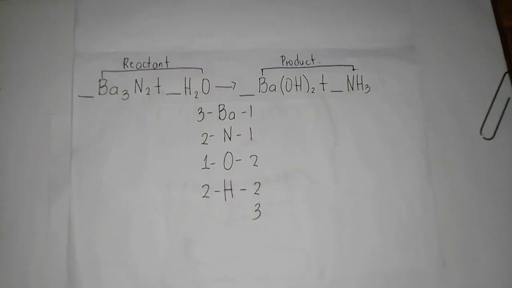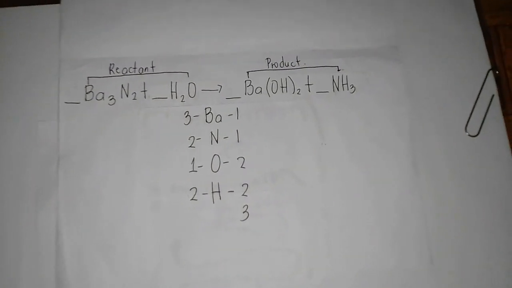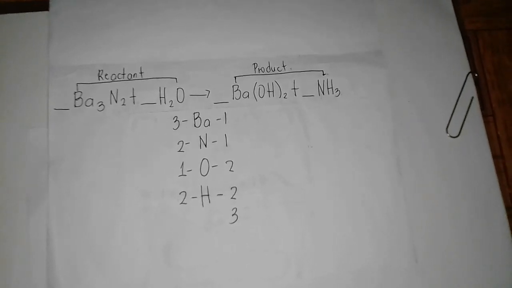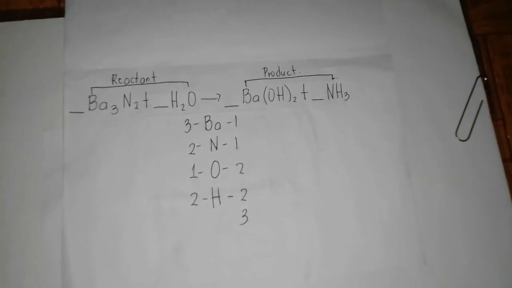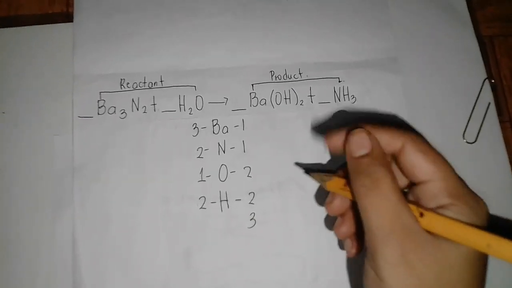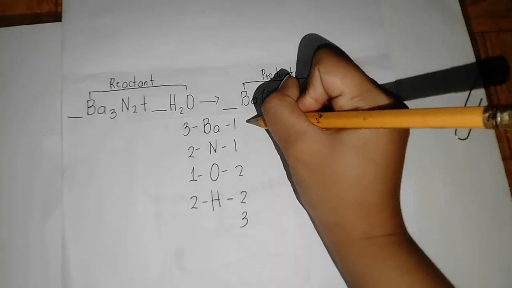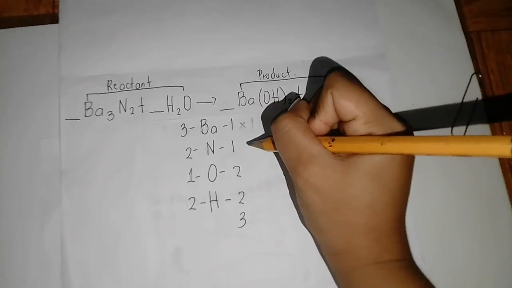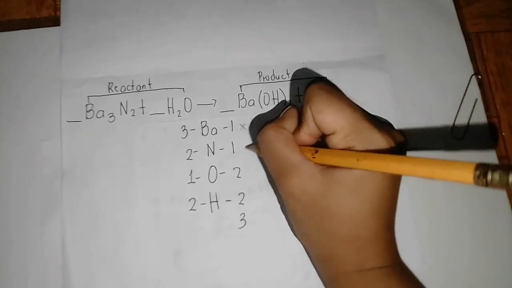We are done with rule number 3, so let's proceed to rule number 4. It states to balance the elements one at a time using coefficients. So we're going to balance the equation. First, we're going to multiply each by 1. So let's present 1. We're going to use the trial and error method.